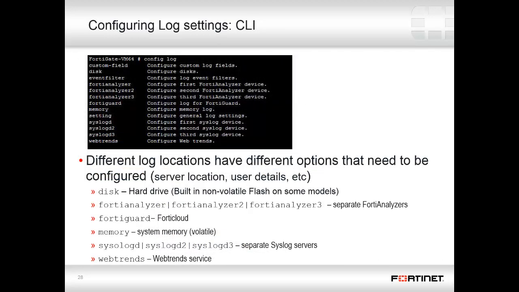From the CLI, you can configure more options than the GUI. You can set up to 3 separate FortiAnalyzers as well as up to 3 syslog servers, which are options that are not available in the GUI. There is also the ability to set up logging to WebTrends, which is a third-party service. Depending on which option you configure, you'll need to set up different information like the location IP, a username, or something of that nature.